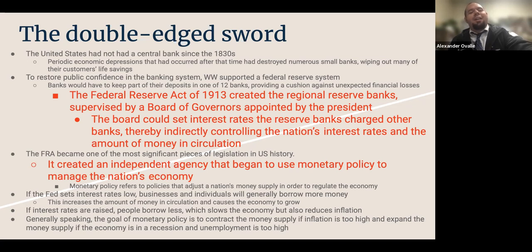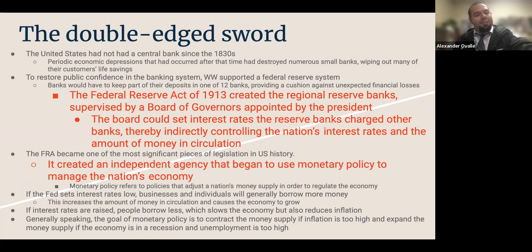So you have the Federal Reserve Act of 1913, which created the regional reserve banks supervised by a board of governors appointed by the president. The board could set interest rates the reserve banks charged other banks, thereby indirectly controlling the nation's interest rates and the amount of money in circulation. The Federal Reserve Act became one of the most significant pieces of legislation in U.S. history. It created an independent agency that began to use monetary policy to manage the nation's economy. Monetary policy refers to the policies that adjust the nation's money supply in order to regulate the economy.